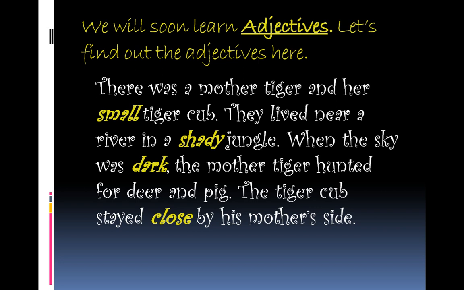The mother tiger hunted for deer and pig. The tiger cub stayed close by his mother's side. Where was the tiger cub? How was it? It was staying close to the mother's side. So the word close is another adjective.